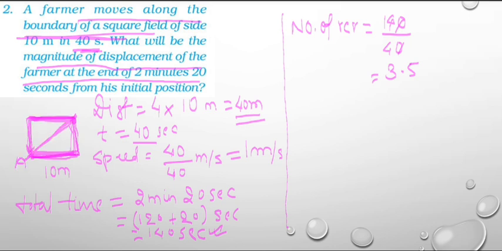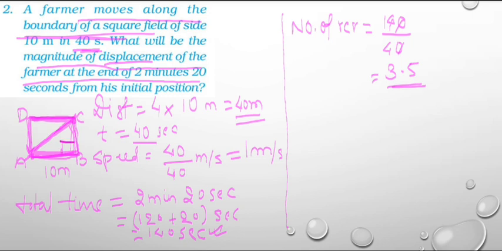Let us consider this is A, this is B, this is C, and this is D. The farmer stopped at C, because it traveled half the distance. That is, 3.5 revolutions means 3 complete revolutions and half a revolution has been completed, that is from A to C. Now, what is the magnitude of the displacement? The magnitude of the displacement will be equal to AC.